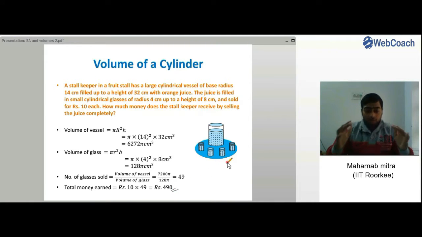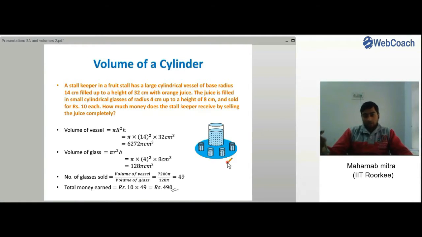So let us repeat the steps once more. First, we had found the volume of the entire vessel, or the volume of the orange juice which was contained in it. Then we had found out the volume of one glass, or the volume of orange juice which is sold to each person. Then we found the number of glasses sold, which comes out to be 49, by dividing the volume of the entire vessel by the volume of one single glass.